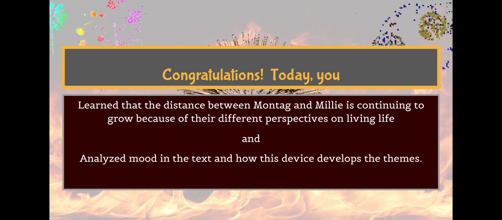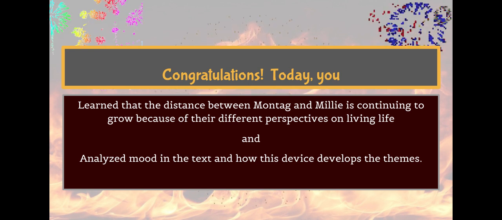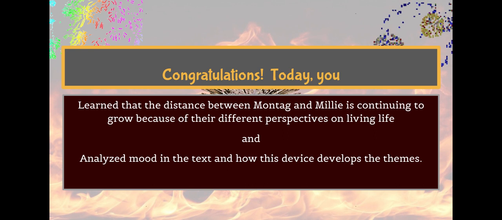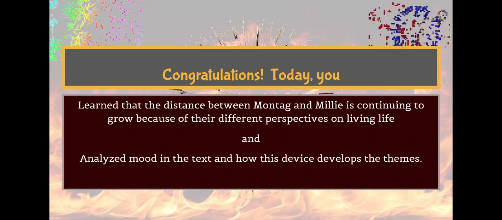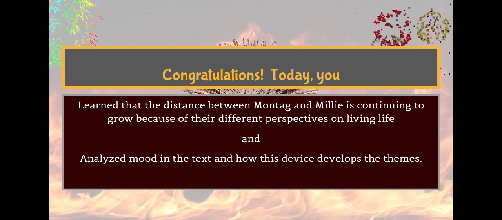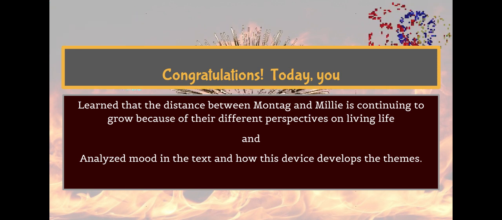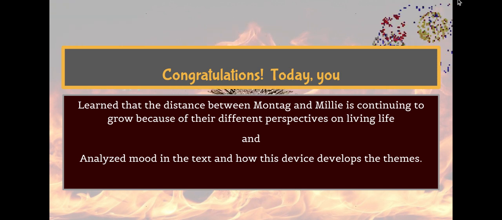Congratulations! You have completed Lesson 23 of the Fahrenheit 451 unit. In this lesson, you learned that the distance between Montag and Millie is continuing to grow because of their differing perspectives on living life, and you analyzed mood in the text and how this device develops the themes.